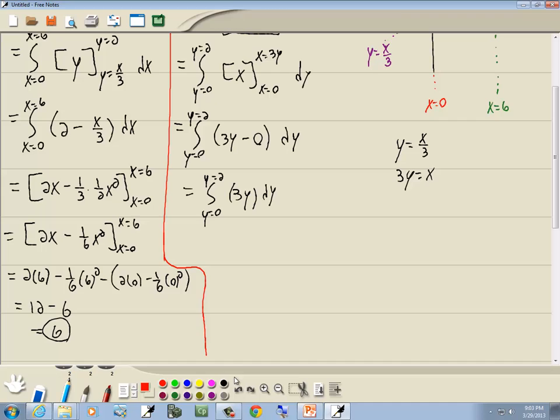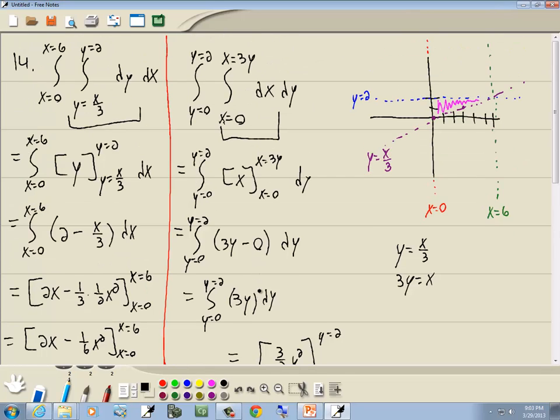And so then this becomes 3/2 y squared when we take the integral of it, y is equal to 0 to y is equal to 2. And if I plug these values in, I'm going to have 3/2 times 2 squared minus 3/2 times 0 squared. 0 squared is 0 times 3/2 is 0, so it drops away. 2 squared is 4 times 3 is 12, divided by 2 is 6. And you see I came up with the same result.